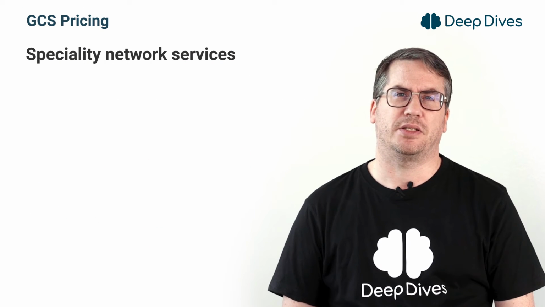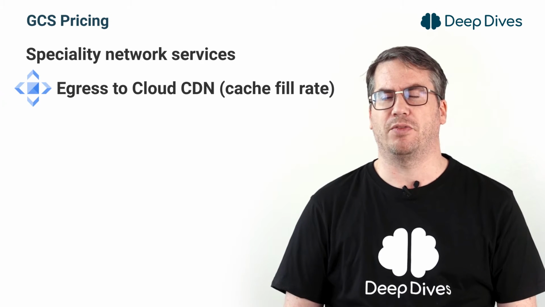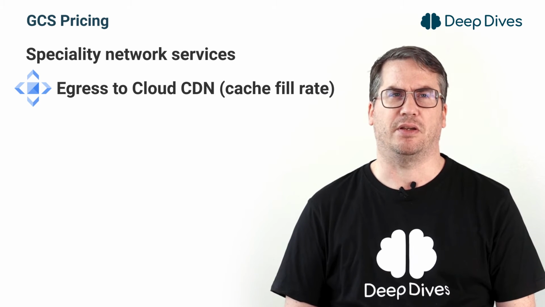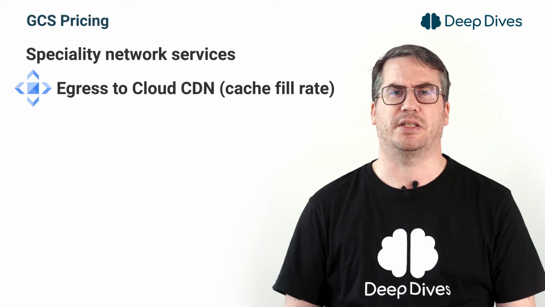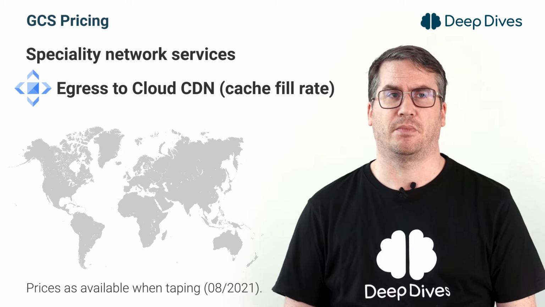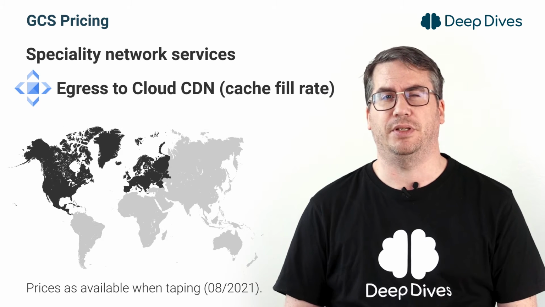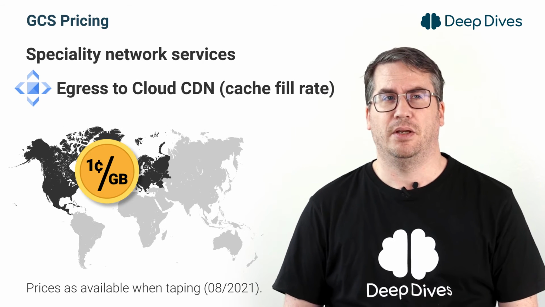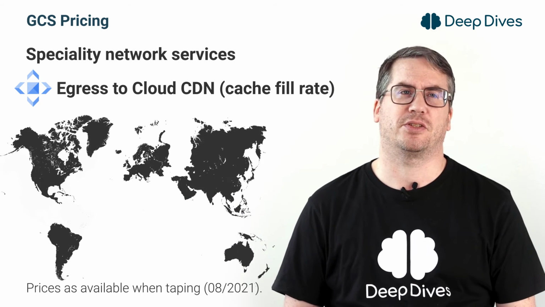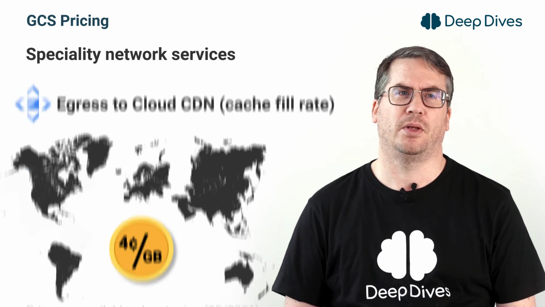Sometimes we have special pricings for particular consumers of Cloud Storage traffic. One of these consumers is Cloud CDN. For Cloud CDN, we're charging traffic whenever the CDN is filling its cache, thus downloading the data from the original location. In that case, if that download location is within North America or Europe, it's charged at 1 cent per gigabyte. Within any other continent, it's charged at 2 cents per gigabyte, and across continents, it's charged at 4 cents per gigabyte.